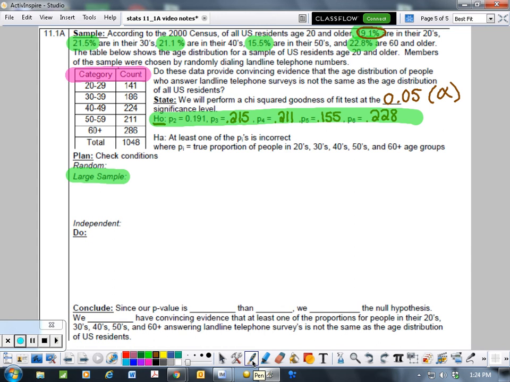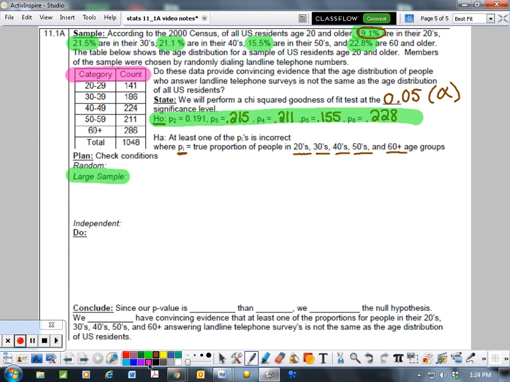Now I have to state what PI means. What are these P's standing for? What does P2 stand for? P3, P4? So PI is the true proportion of people in their 20s, 30s, 40s, 50s, and 60s. So we're just letting people know, how are we labeling our information? Where is this coming from?